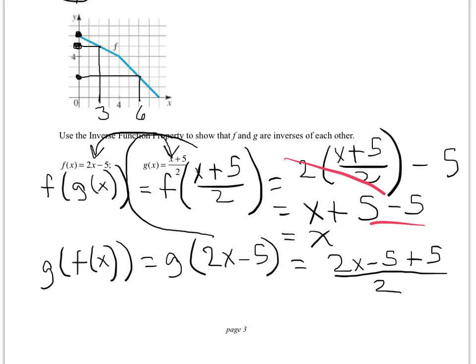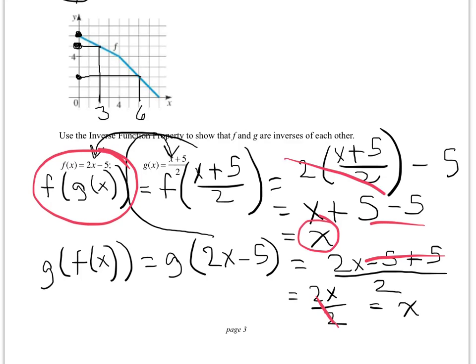Now again, in the numerator, I have plus 5 and minus 5. That adds up to 0. That gives me 2x in the numerator over 2. And now I have 2 over 2 here. That can reduce, and that leaves me with x. And so I have showed that f of g of x is equal to x, and g of f of x is equal to x. And so therefore, by the inverse function property, f and g are inverses of each other.